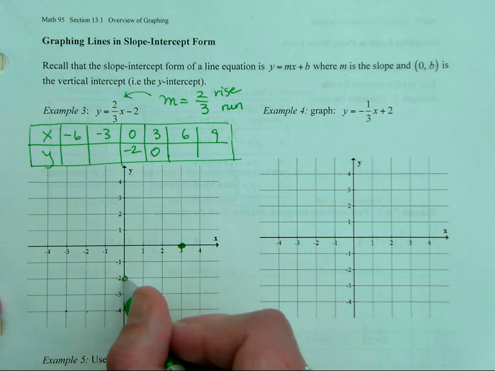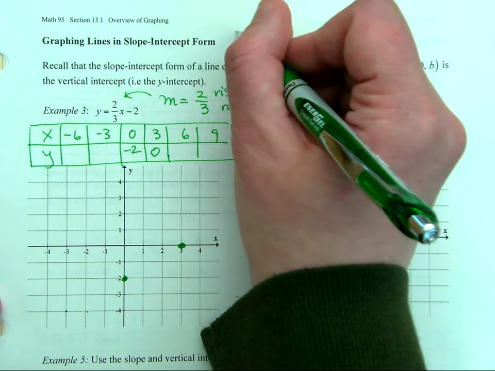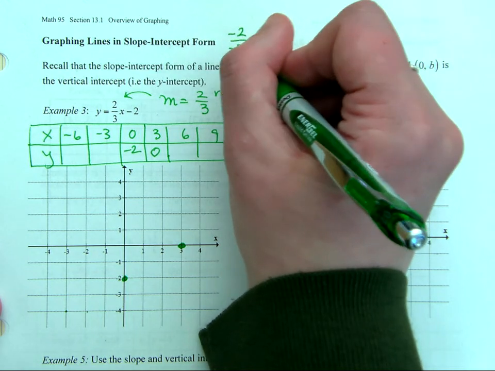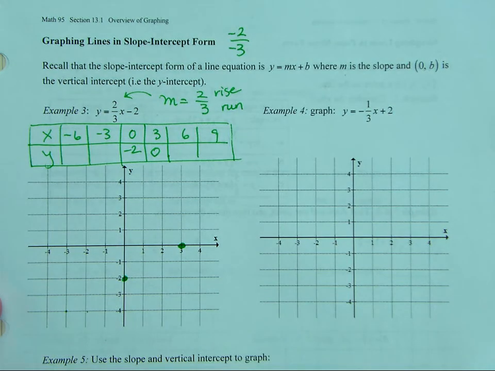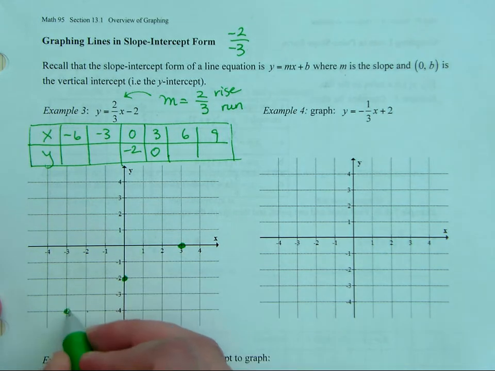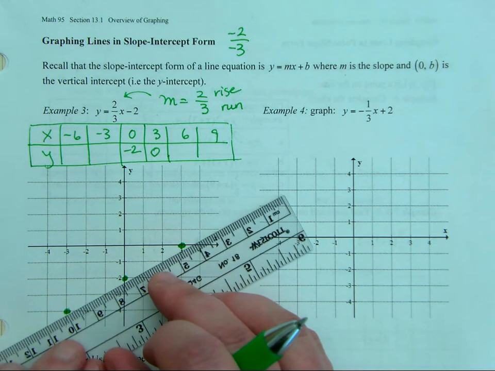Where am I getting that idea of negative, negative? Well, that's because any fraction, if you have -2 over -3, what's a negative divided by a negative? A positive. So that's why I could go down 2, back 3, and once I have my 3 points, I can go ahead and draw the line.